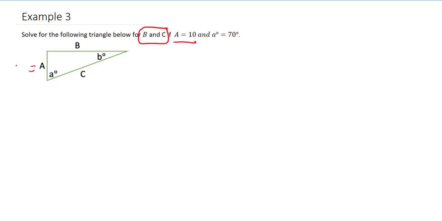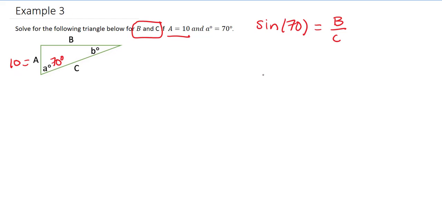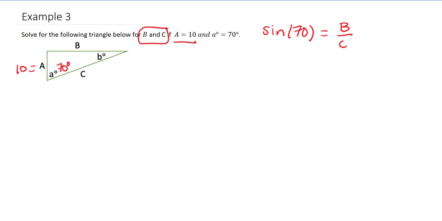If A is equal to 10 and angle A is 70 degrees. So let's go ahead and write all our functions to see which one we're going to be using. So the sine of A, which is 70 degrees, is equal to opposite, so that's B over C. Let's just do all three because we're going to have to find two sides. So we're going to be using two different functions to solve for this.